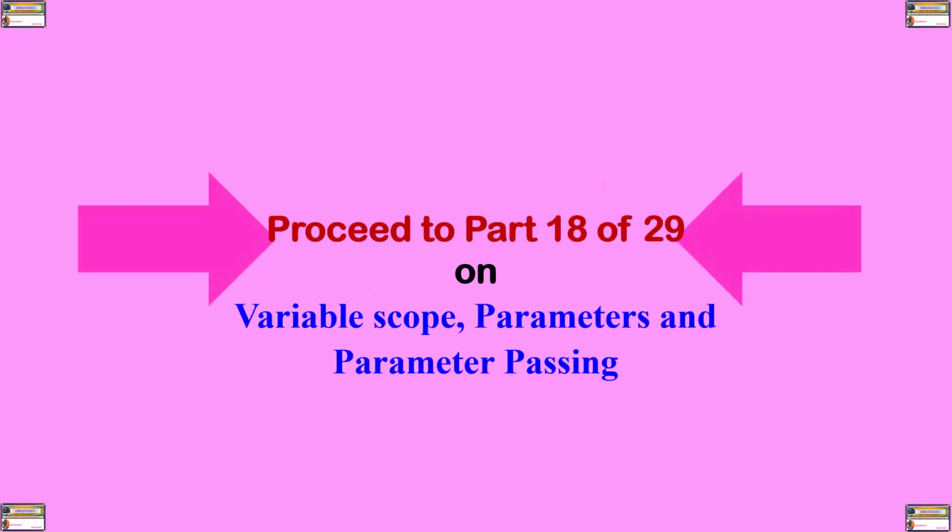And with that, my dear students and the rest of the learners, we have come to the end of part 17 of the series, in which we have learned about user-defined functions, with our focus mostly being on what we call the void functions. And therefore, you can proceed to part 18 of 29, in which you are going to pay attention to some of the things that we have come across in this presentation, though we have not explained them. And that is where we are going to understand what is variable scope, what are parameters, and what we call parameter passing.